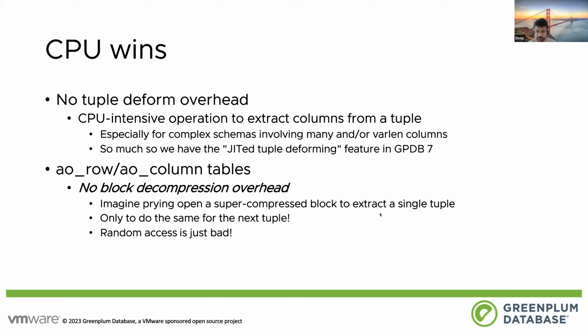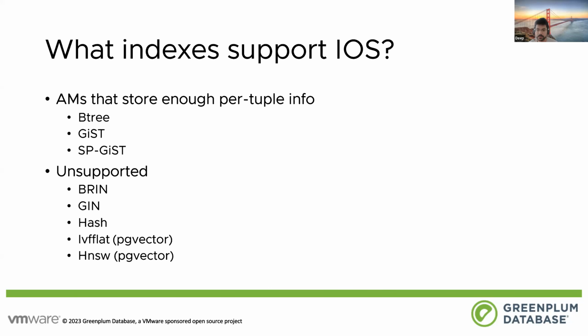You get to avoid all of this with an index-only scan, right? So quickly, what are the indexes that have enough information to even support an index-only scan? B-tree, GiST, and SP-GiST, because they maintain the per tuple information necessary. The other ones, they do not, right?